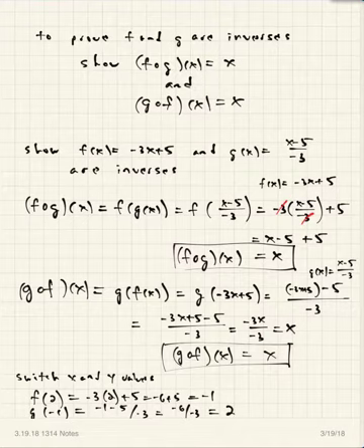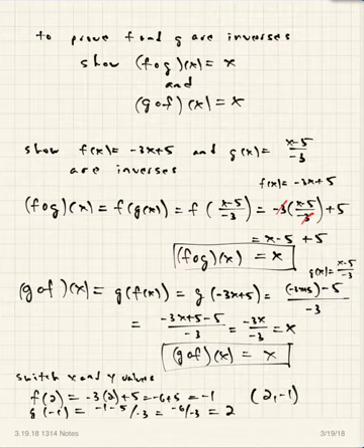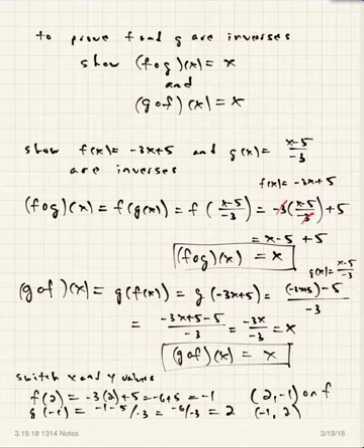And so notice that the point (2, negative 1) is on the graph of f. So this is on f right here. But the point (negative 1, 2) is on the graph of g. What did they do? They switched x and y values. They interchanged the x and y values for these functions.